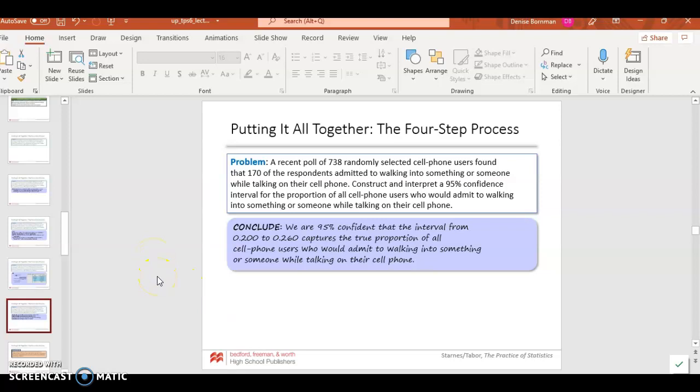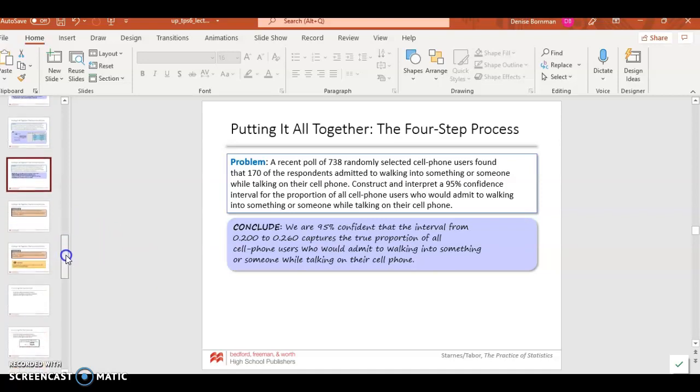Now in the problems I left after the notes, I think there are 2 of them where it says use the four-step process. I want you to go ahead and try to use the state, plan, do, conclude process to answer those questions. When I'm back, I'll give you some sample AP questions as well.